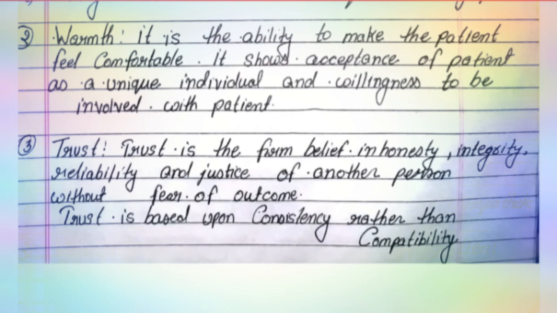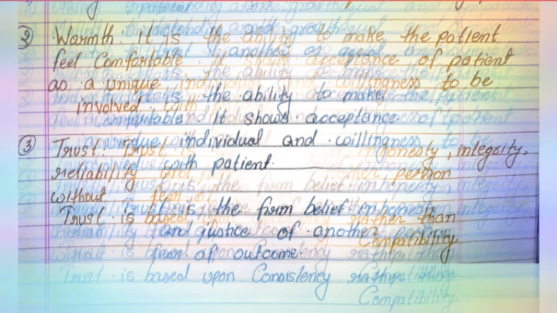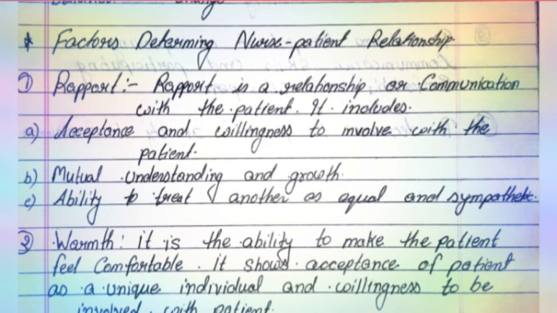Next, the second factor is warmth. This is the ability to make the patient feel comfortable. It shows acceptance of the patient as a unique individual and willingness to be involved with the patient. And the third is trust. Trust is the firm belief in the honesty, integrity, reliability, and justice of another person without fear of outcomes. Trust is based upon constancy rather than capability. These are some factors which determine the nurse-patient relationship. First one is rapport, next one is warmth, and the third one is trust.